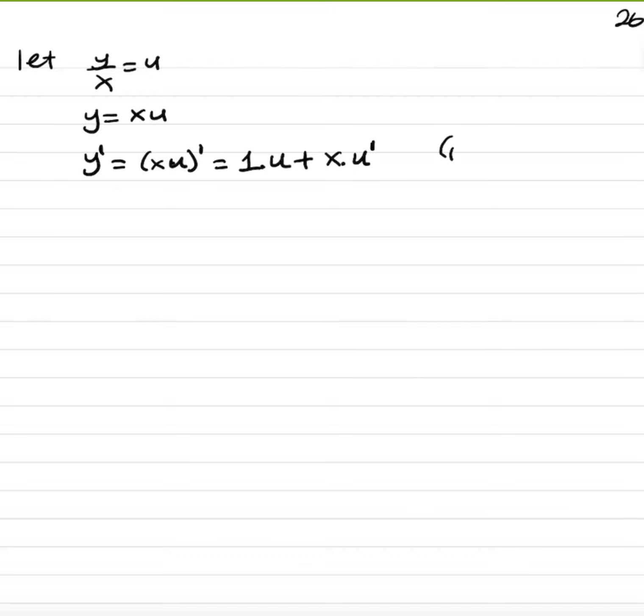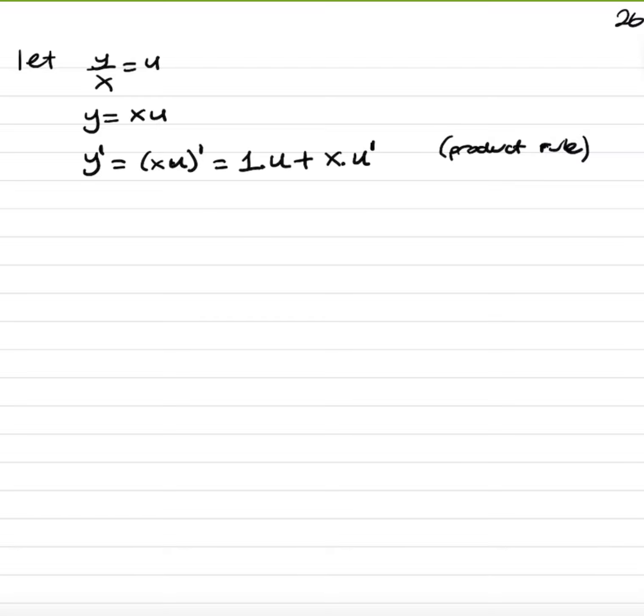Okay, I will continue on the other side. So we let y over x be u. Then y is equal to x times u. If we take the derivative of x times u, it is the product rule. The derivative of x is 1, times u, plus x times the derivative of u, u prime. So product rule. Recall product rule from calculus.